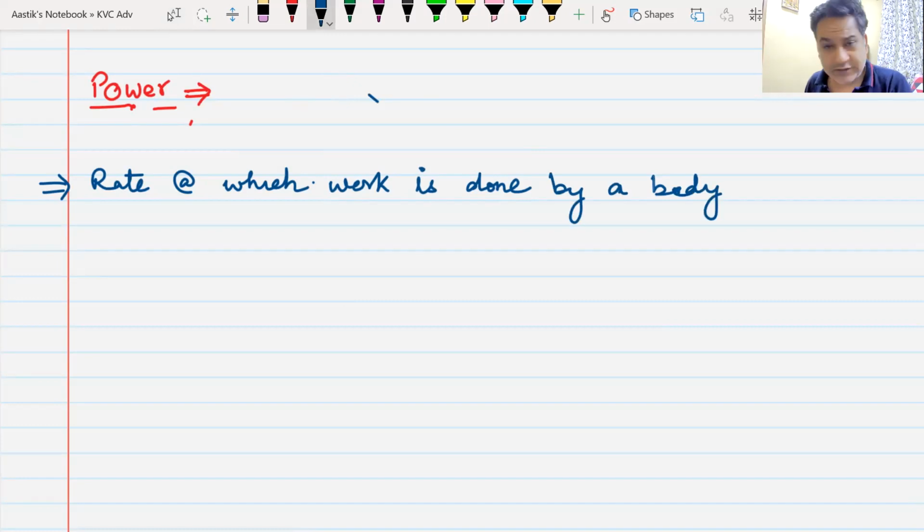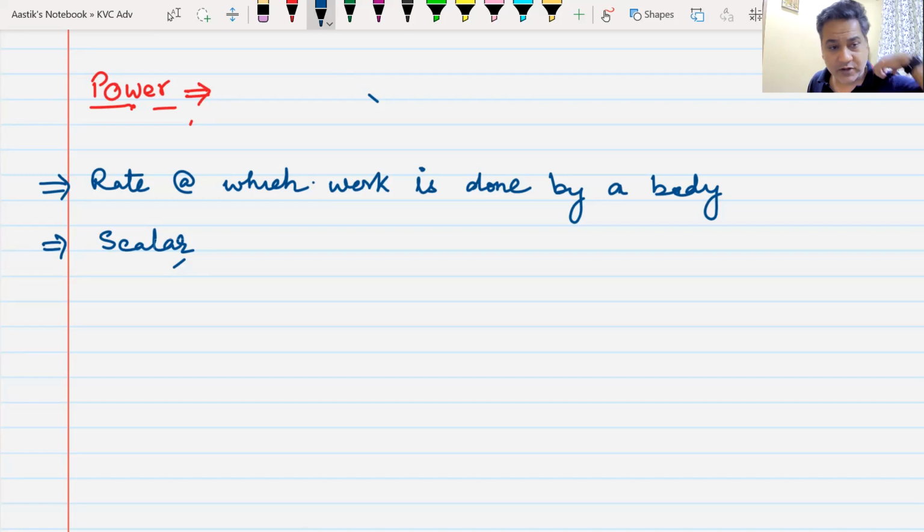Defined. What type of quantity is power? Power is a scalar quantity. Yes or no? Yes, sir. Power is a scalar quantity. What else do we need to know about power?